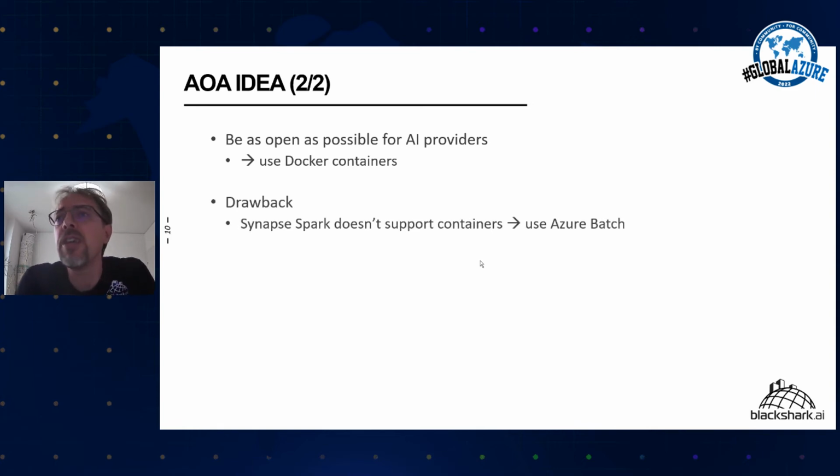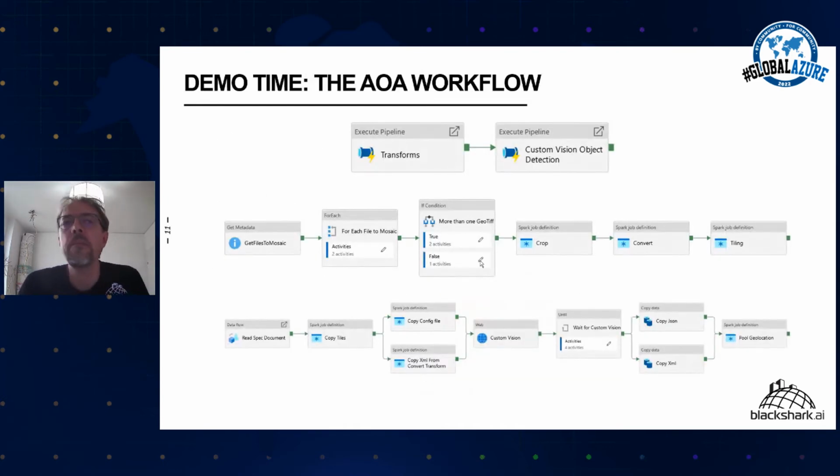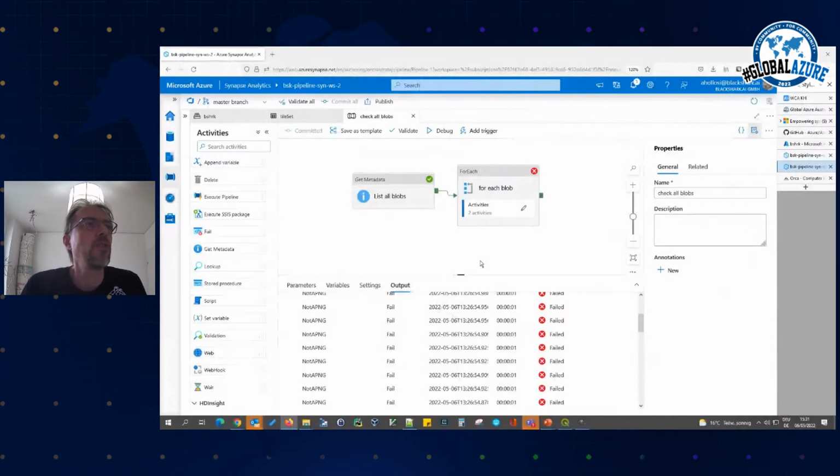The drawback, of course, is Synapse Spark does not really handle containers. I mean, you're able to maybe convince it, but it's not a nice way. So they said, okay, let's use Azure Batch. And for this, there is this Synapse activity where you're able to launch Azure Batch tasks.